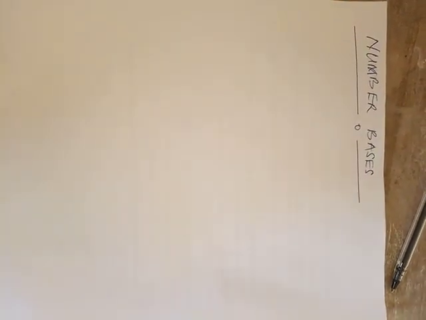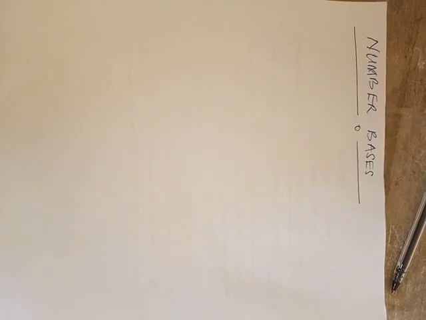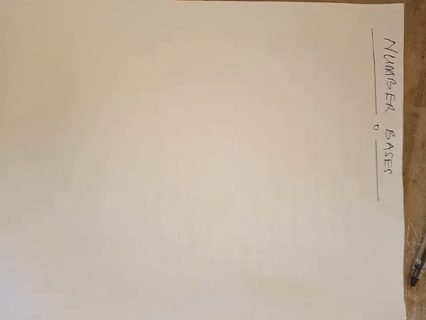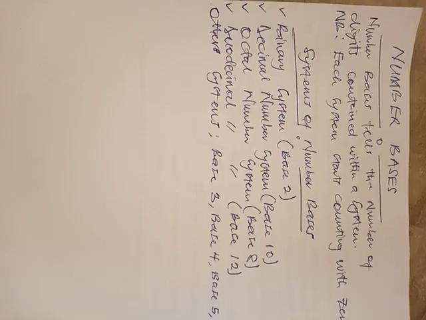So when they say base two, we start counting from zero. When they say base three, we start counting from zero. Irrespective of whatever the base may look like, we start counting from zero. Now, we'll be looking at some systems of number bases.